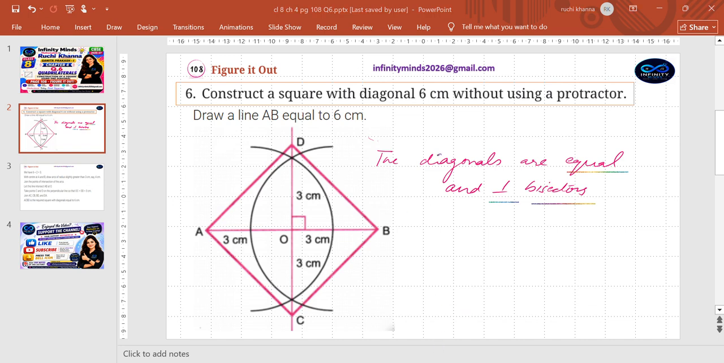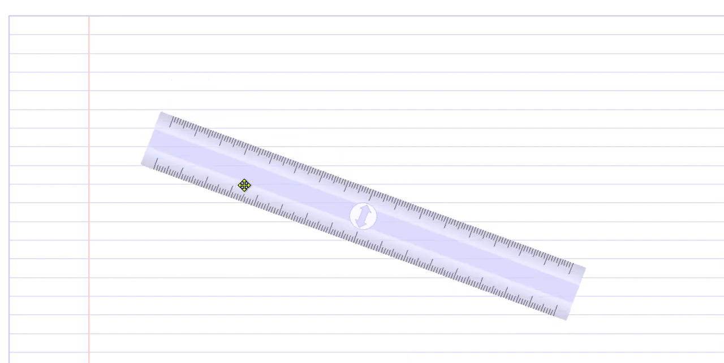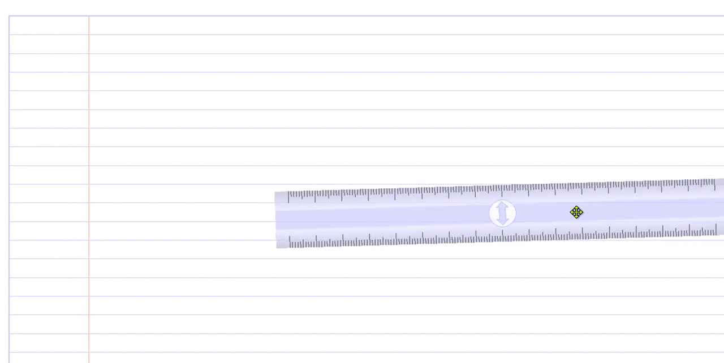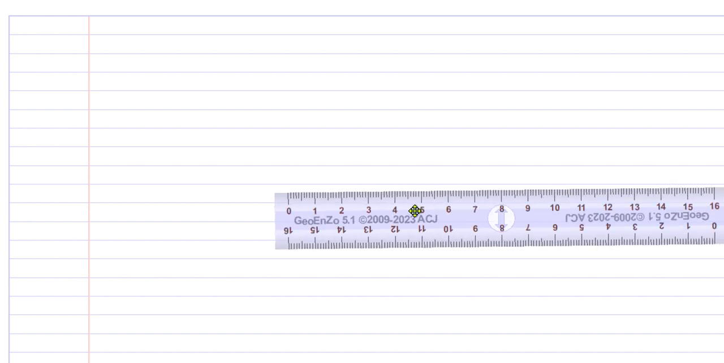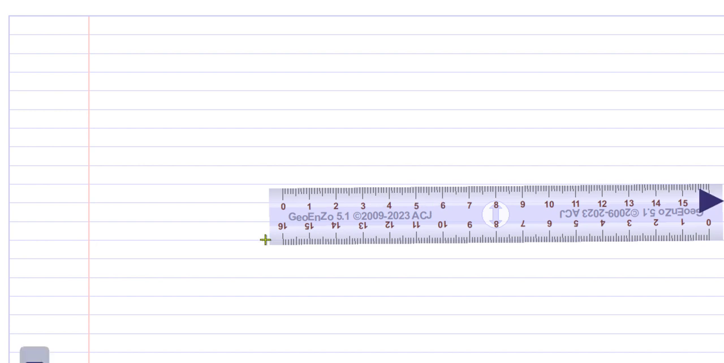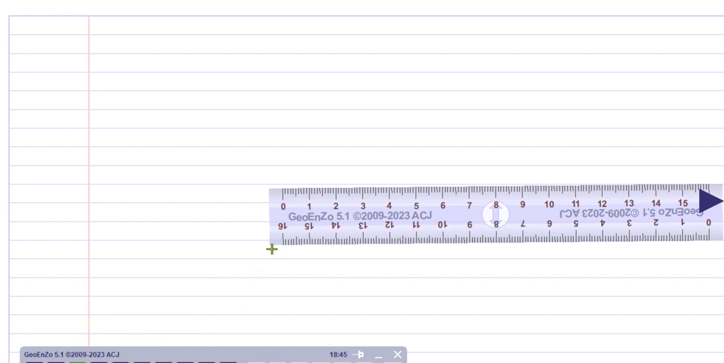Coming to your geometry part, step number 1: put your scale on the notebook. I chose the page in the background with lines because students will have lined pages, so that you get a clearer idea of how to proceed. For me, it's not a problem. I can show the same diagram on a blank page by the end of the class. Let me choose the color of the pen, say green.